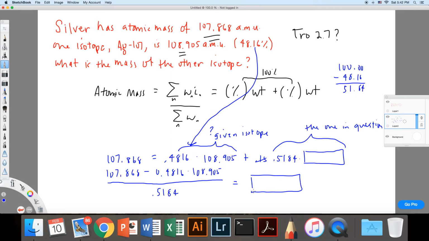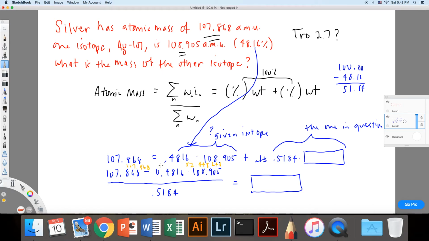All right, so let's calculate this. 107.868 minus 0.4816 times 108.905 equals. Let's do yellow. Let's say these two together, that times this is 52.448648.